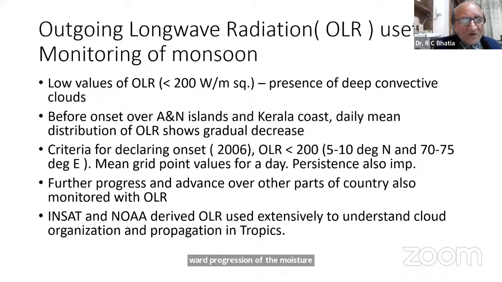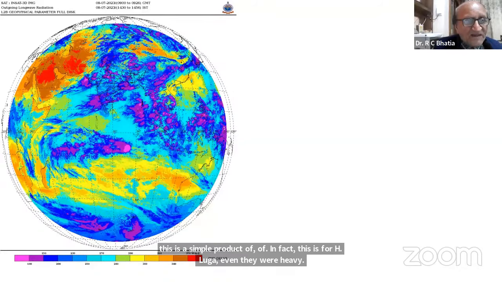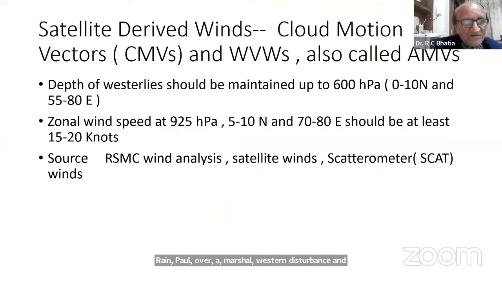And of course, there are some products, long wave radiation, which is very useful. And of course, I need not talk much about it, as you know about it. This is a sample product of outgoing long wave radiation. In fact, this is for 8th July when there was heavy rainfall over Himachal Pradesh because of a western disturbance and its interaction with the monsoon. I will talk about it after a few minutes.